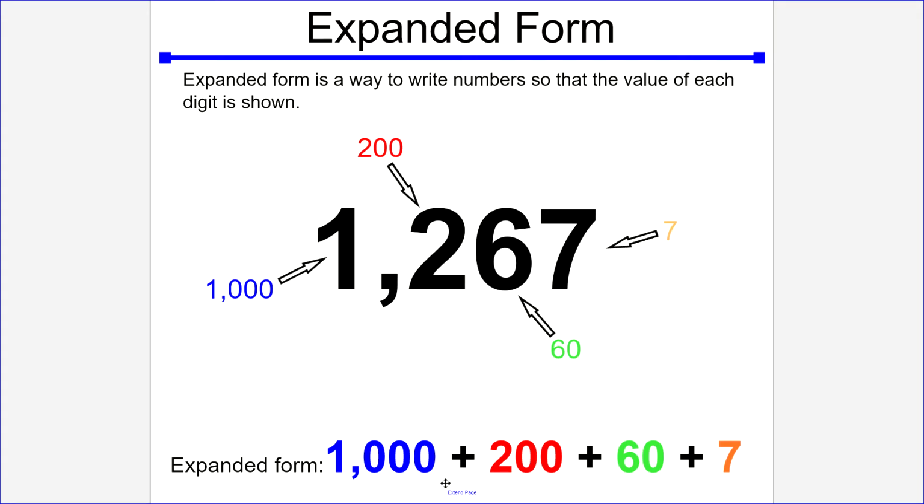You're probably noticing there are plus signs in the expanded form, just like you might see in an addition equation. These plus signs show that each of these different values, 1,000, 200, 60, and 7, are all part of the same number. They go together. The plus signs show that they're all connected. 1,267 and 1,000 plus 200 plus 60 plus 7 are actually the same number, even though they look different.